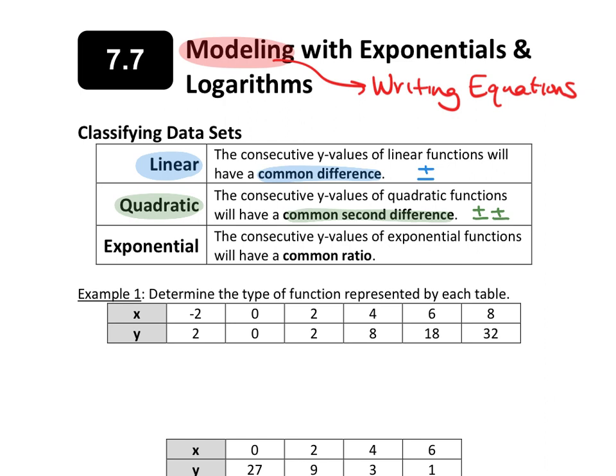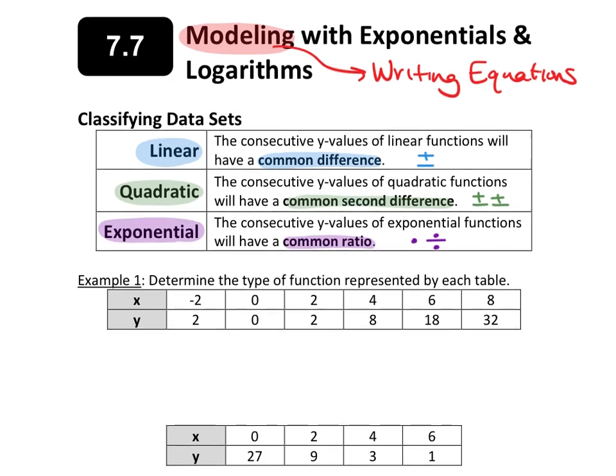Exponential equations, on the other hand, don't add and subtract at all because they have what's called a common ratio, which means we are going to be multiplying and dividing these numbers to figure out the common ratio or the pattern. Now, I'm not really ever going to put the numbers as dividing. I'm going to put them as fractions because fractions are division. But for your notes, it's nice to see multiplication and division.